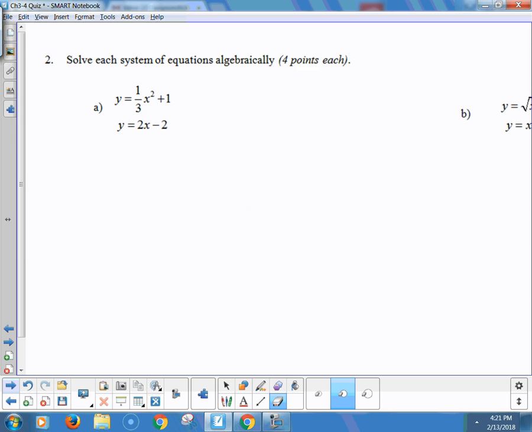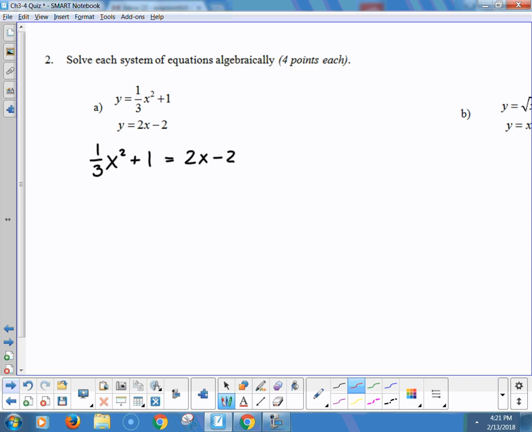Okay, so for part A, you got no points if you knew to set them equal, because that's an Algebra 1 skill that has to be in your bag by now. So most people knew to set these two equations equal. Again, I saw several different ways of solving this thing, and I'll show you a lot of things that I saw.